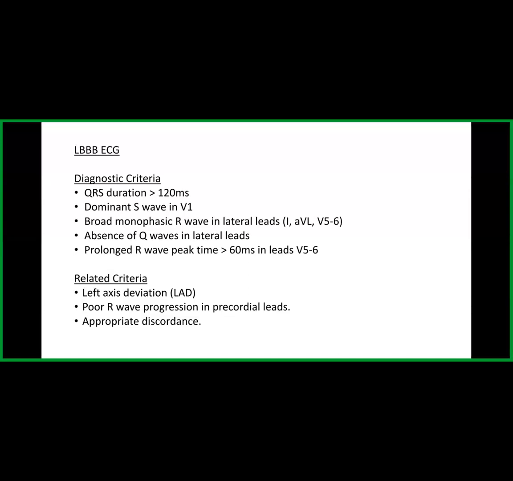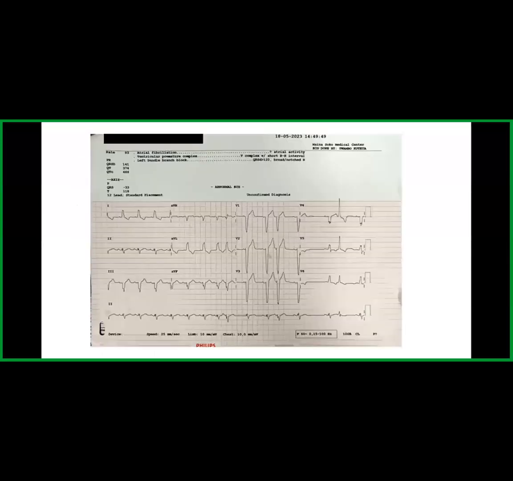Other related criteria to be sure about the left bundle branch block are that we will see some axis deviation, in particular left axis deviation. We'll also see poor R wave progression in the precordial leads, which are basically our leads from V1 to V6, as well as a phenomenon called appropriate discordance, which I will touch on a bit here. So let's look at some of our left bundle branch block ECGs.